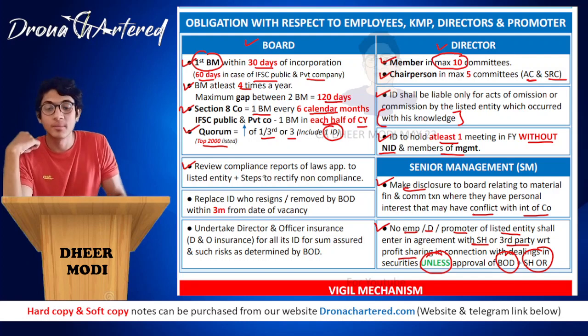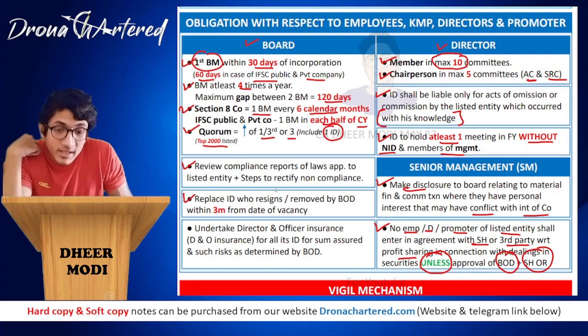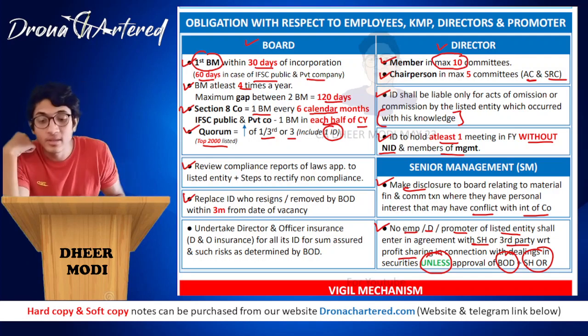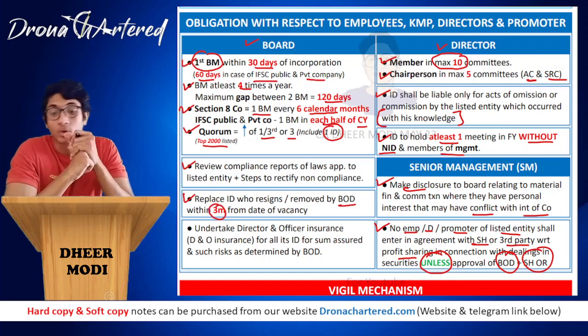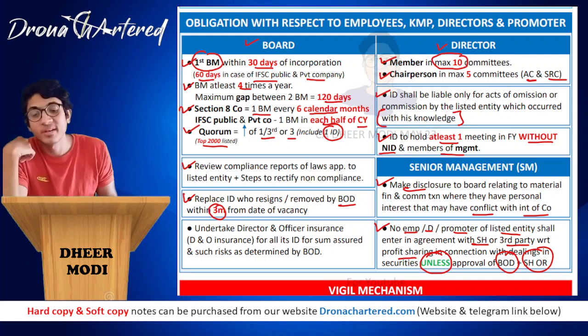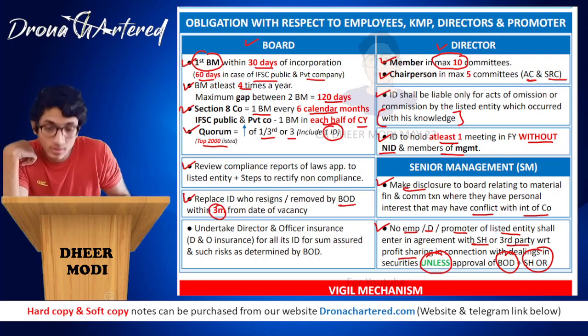Okay, next is they also have to review the compliance report of laws applicable to the listed entity plus steps to rectify the non-compliance. Next is replace independent director who resigns. So if an independent director resigns, of course there will be his vacancy. So replace the independent director who resigns or is removed by the board of directors within 3 months from date of vacancy. Okay. So earlier it was a different amendment. Now it is only 3 months.